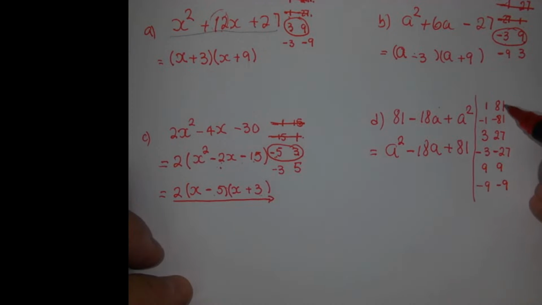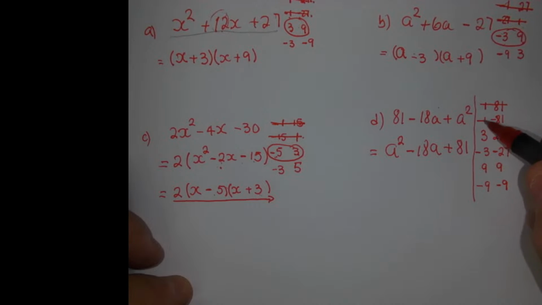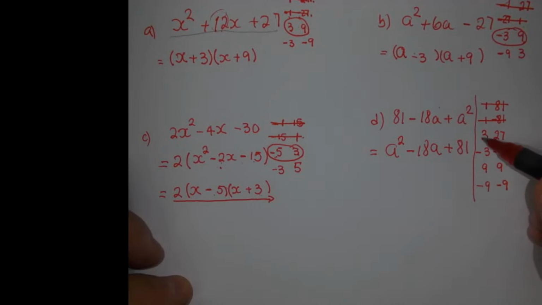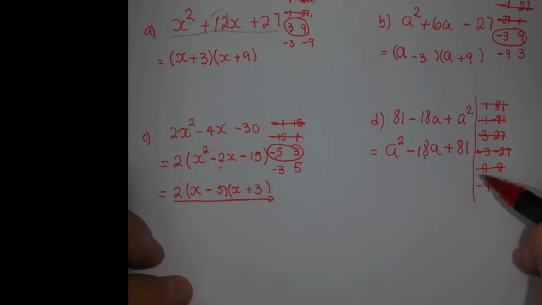So, is it 1 and 81? No, that's 82. Is it minus 1 and minus 81? Obviously not, that's minus 82. Is it 3 plus 27? No, that is 30. Is it minus 3 minus 27? No, that is minus 30. Okay, is it 9 and 9? No, that is 18. Is it minus 9 and minus 9? Yes, minus 9 and minus 9 is minus 18, whereas minus 9 times minus 9 is positive 81.